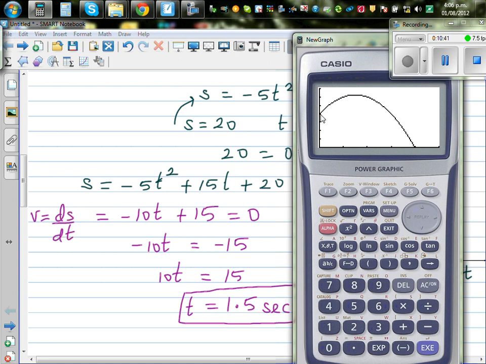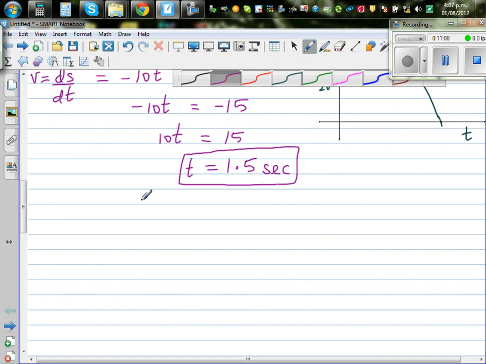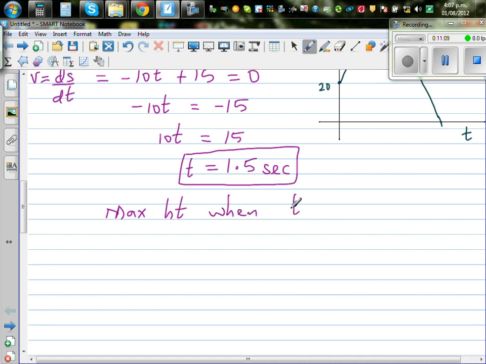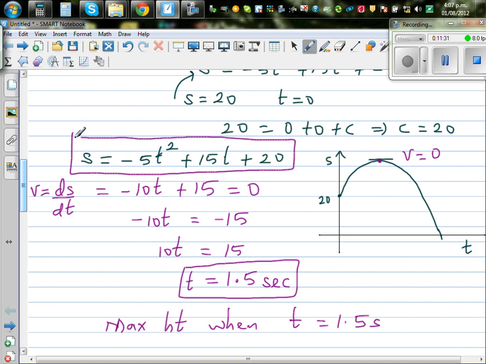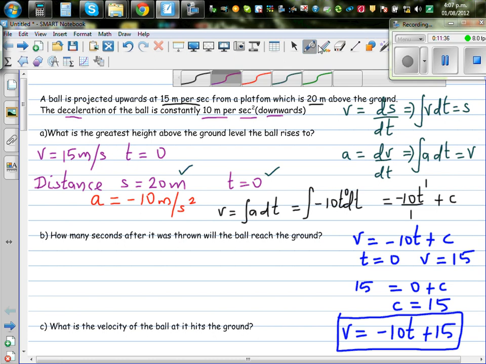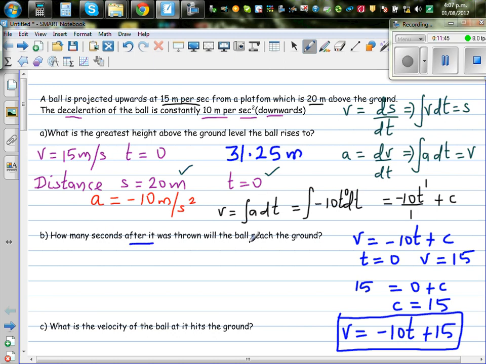So when time is 0, the ball is at 20 meters, it goes up, and it reaches the maximum here. So you go g sol and maximum. At 1.5 seconds, you reach the maximum height of 31.25. So the maximum height when t is equal to 1.5 seconds is 31.25 meters, or you can put this 1.5 in this function. If you put 1.5 here, you get 31.25. So you answer the first question, what's the maximum height it reaches? It is 31.25 meters.